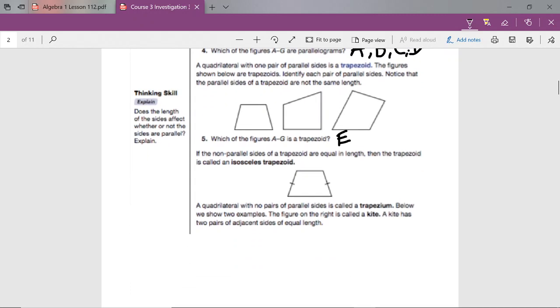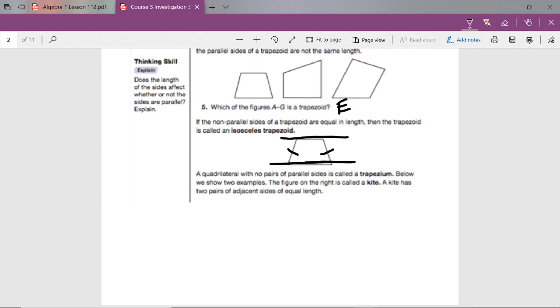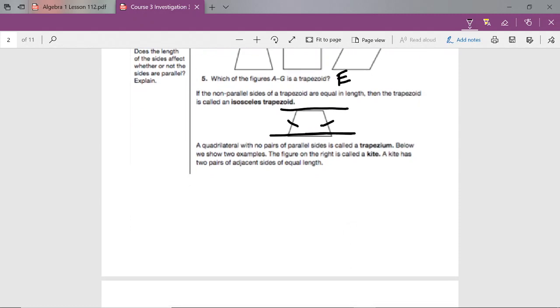Now we can actually name different types of trapezoids. For example, if the non-parallel sides of a trapezoid are equal in length, then the trapezoid is called an isosceles trapezoid. So for example, this one below has a pair of parallel sides, all right? There's our parallel sides. And then they're saying if these non-parallel sides are equal in length, that's what those little hash marks mean on the sides there, then it's called an isosceles trapezoid. Just a different type.